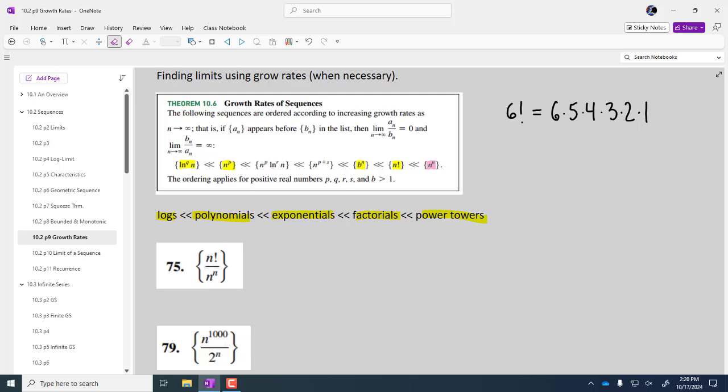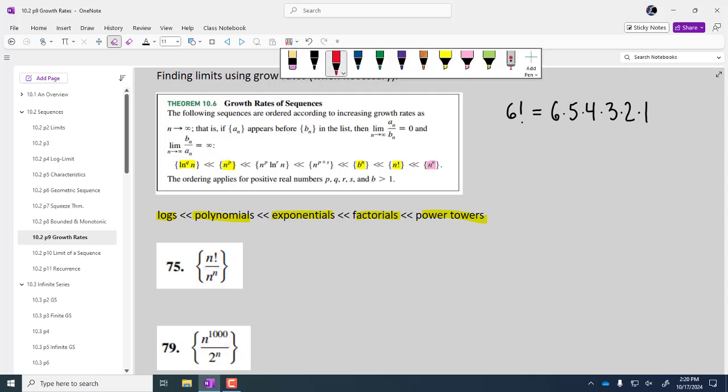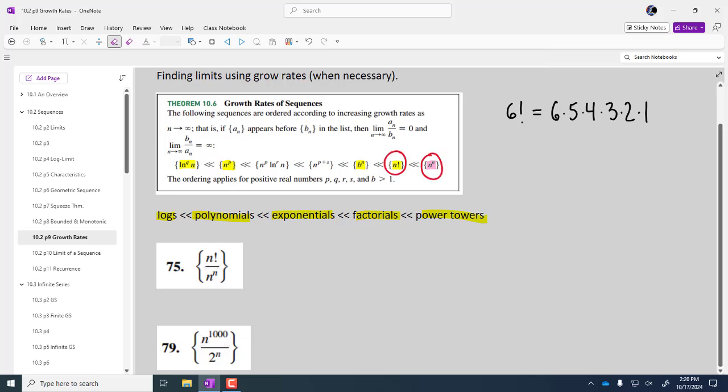And the reason that we need this growth rate argument is that we're not going to have access to L'Hopital's rule when we are dealing with, in particular, these ones. We don't know how to take the derivative of n factorial. It's possible, but it's really complicated. We can take the derivative of a power tower with logarithmic differentiation, but we don't want to do that. It's too complicated.